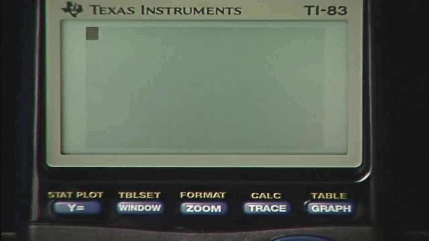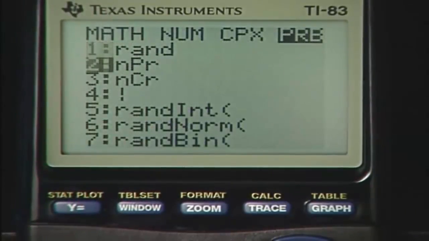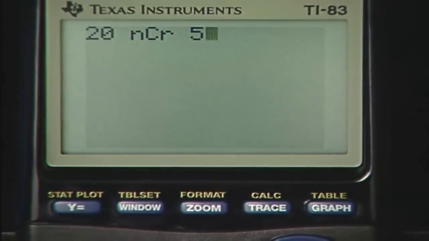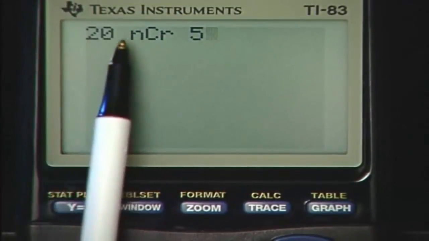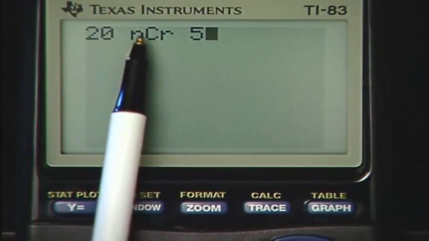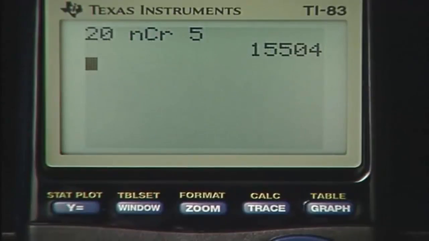Let's use the calculator to determine the number of 5-person committees that are possible from a class of 20 students. We have 20 students or 20 items. We want to take that 5 at a time as a combination. So we enter 20, press math, then over to probability, and then down to combinations, press enter, and then 5. Now notice again, as we found earlier, that the 20 is the n things and the 5 is the r at a time. So they are on their respective sides of the combination notation. Pressing enter, we find that number to be 15,504 as expected.